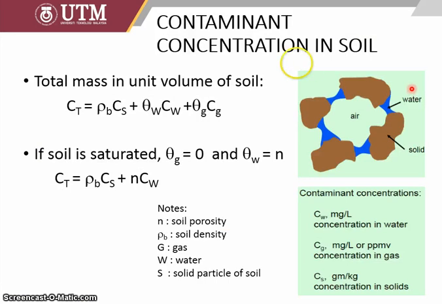Okay, before we go further, let's see how we address the contaminant concentration in soil. We know that soil has solid particles, water and air. These three components lead to the total concentration of the contaminants in the soil, in the unit volume of soil. If the soil is saturated, then only two components are left. We don't have any air, so we only have solids and also water. I hope you still remember n is for porosity, rho bulk is for soil density, and so on.